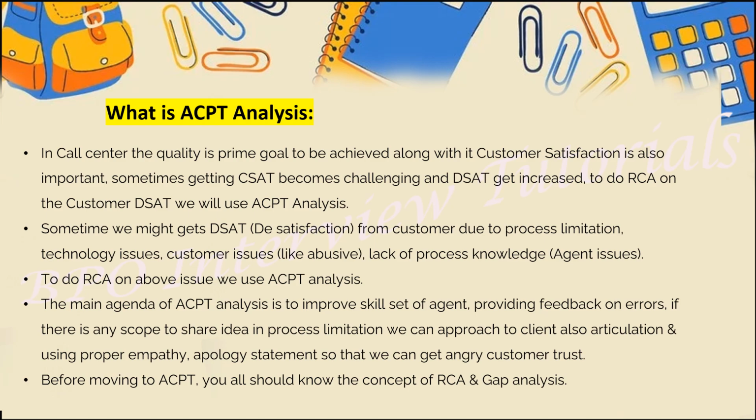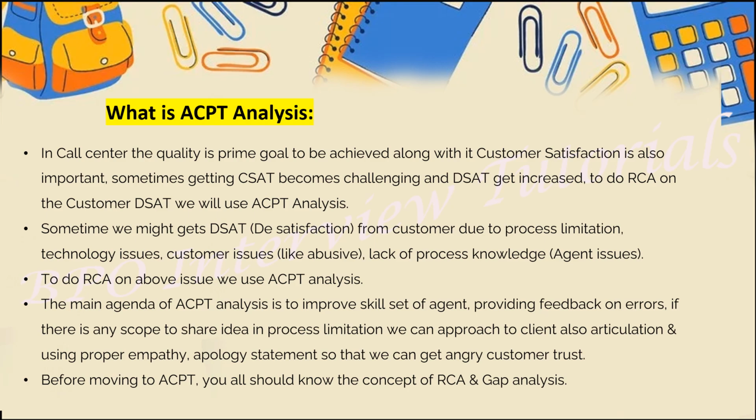Now let's move to a few more points. The main agenda behind ACPT here is to check why we received the DSAT, why we received customer dissatisfaction. There may be many reasons. For example, a technical issue, which we will learn in depth, or process issues and process limitations. We cannot give a refund to the customer because as per the process we can only go with a replacement on any e-commerce website, right?